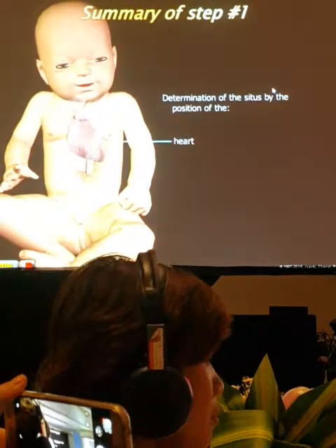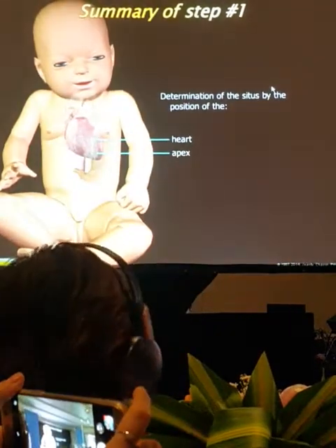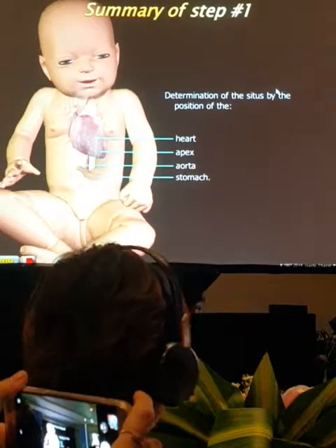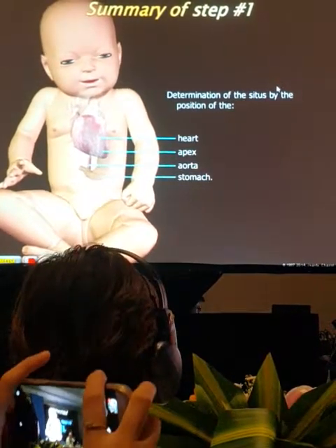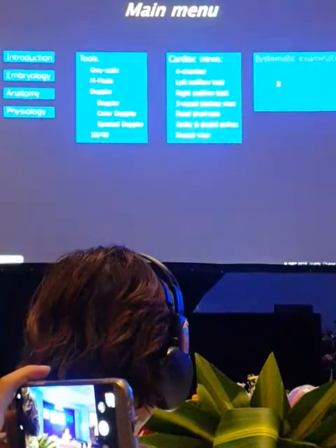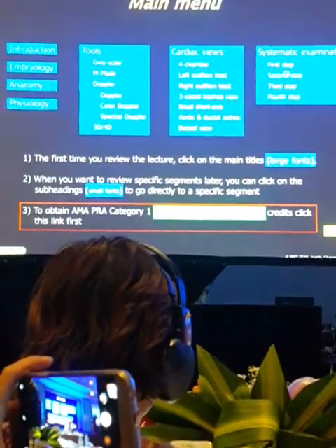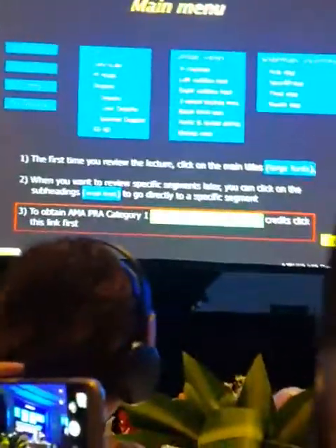So in the first step, what we did was very, very simple. No one can miss that. We look at the apex, the heart, the stomach, the descending aorta, and all of them should be on the left side. Now, in the second step, we're going to start looking at the heart in itself.